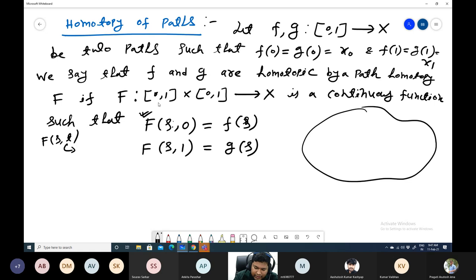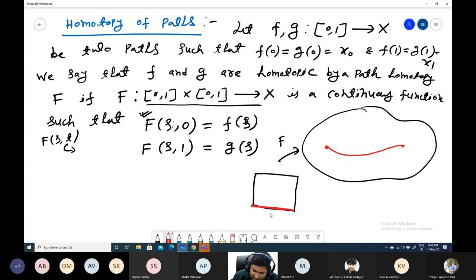So F is a map from this one to this topological space, such that whenever you have this one, it goes to the path. This is I, the closed interval 0, 1. Now this closed interval goes to your path f, where this is X0 and this is X1. And when it moves this way, this path also moves this way. But remember that endpoints are fixed. And when it moves to this, it will be my this one, that is g.